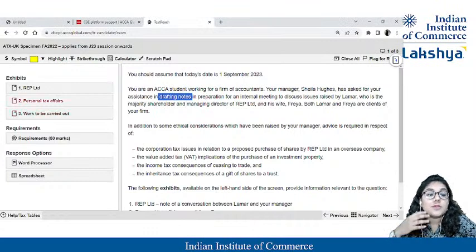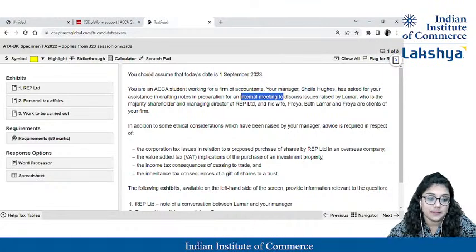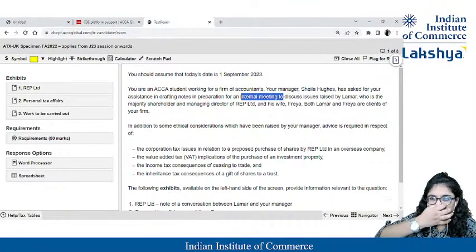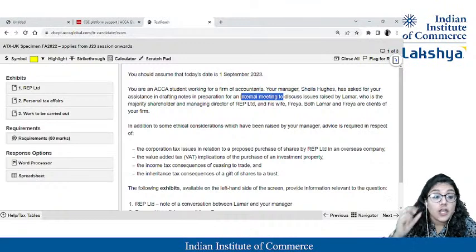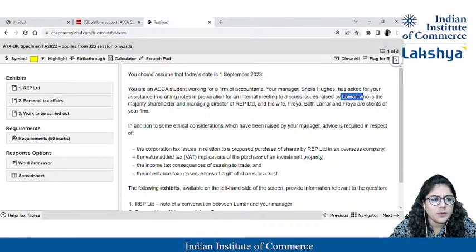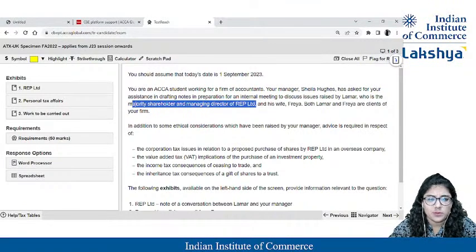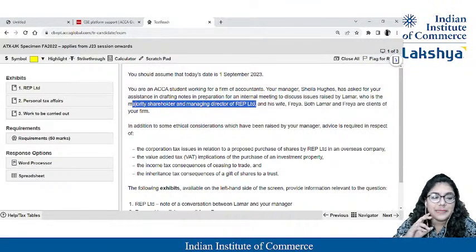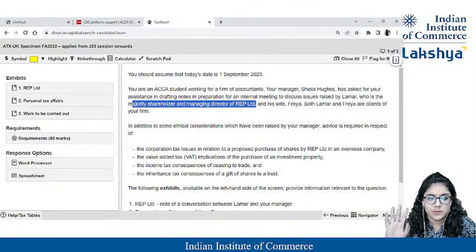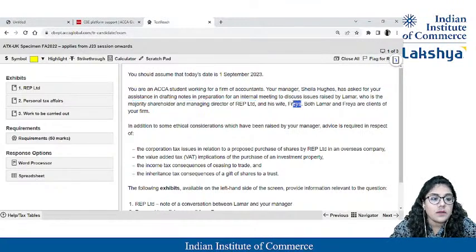So you are asked to report and make draft notes in preparation for an internal meeting. In the internal company there would be a meeting, so we need to discuss the issues raised by Lamont. Who is Lamont? He is the majority shareholder and managing director of REP Limited. So basically there is REP Limited whose major shareholder is Lamont, and he is the MD of the company also, and his wife Freya. So both Lamont and Freya are clients of your firm.